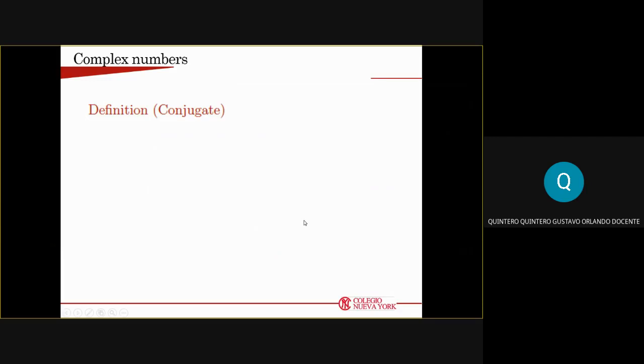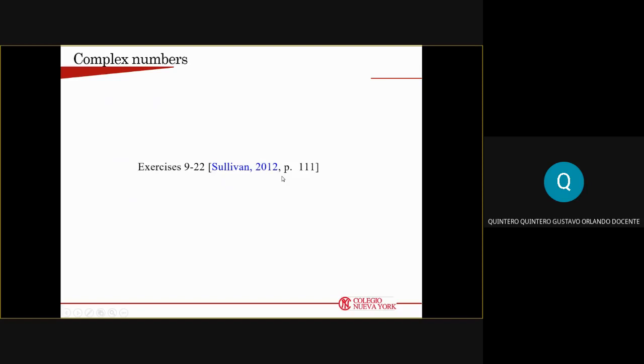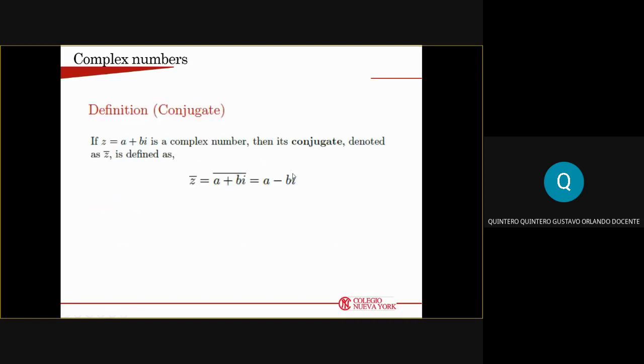Now, the conjugate. I'm going to stop here and we're going to see this the next class, all right? Because I don't want us to know a lot of stuff and not practice. So if you want to study this at your own pace, you can go ahead and do so. Here's a definition of a conjugate and then some examples, and we have some exercises. But we're not going to do that now.